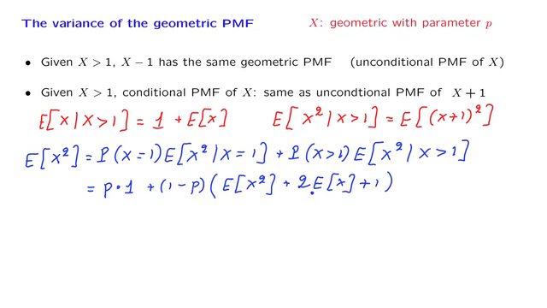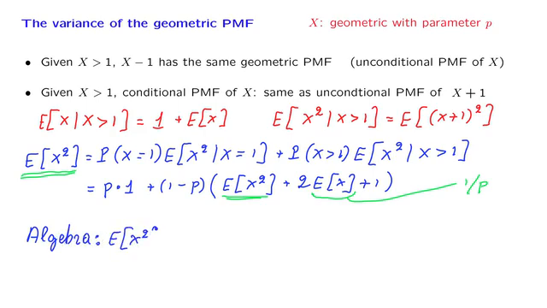Now we know what this expected value here is. The expected value of a geometric is just 1 over p. And what we're left with is an equation that involves a single unknown, namely this quantity, the expected value of x squared, and we can solve this linear equation for this unknown. We carry out some algebra, which is not so interesting by itself, and after we carry out the algebra, what we obtain is that the expected value of x squared is equal to 2 over p squared minus 1 over p.